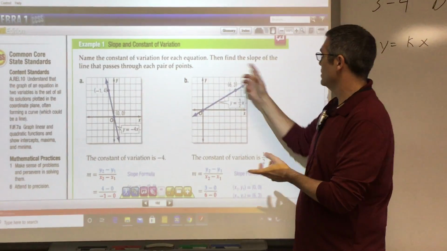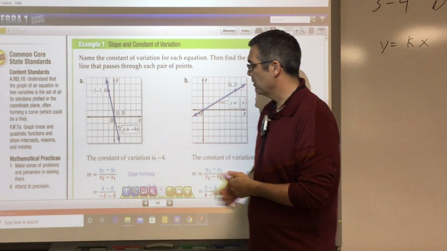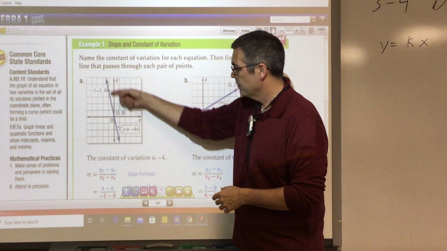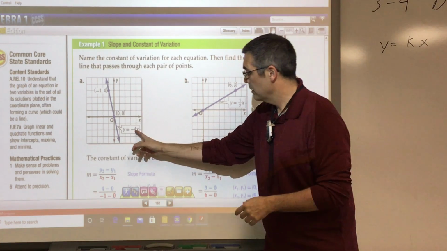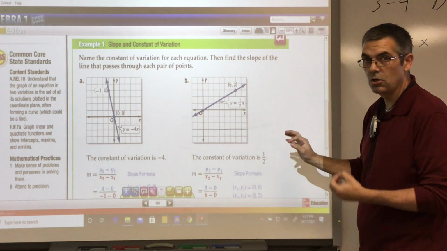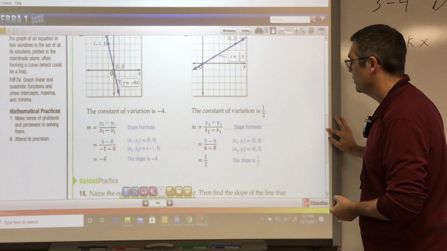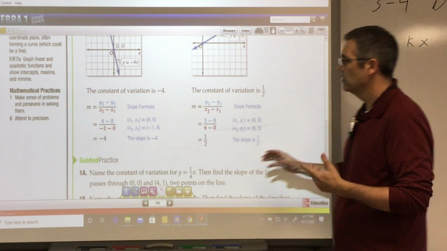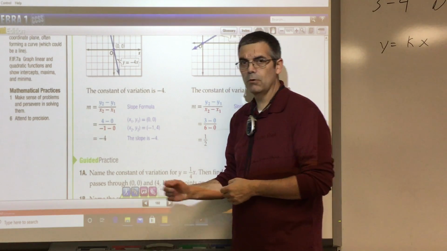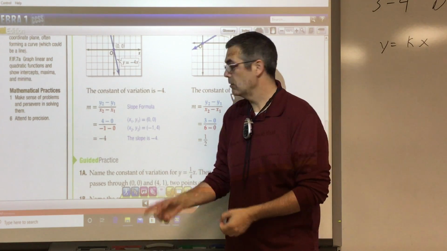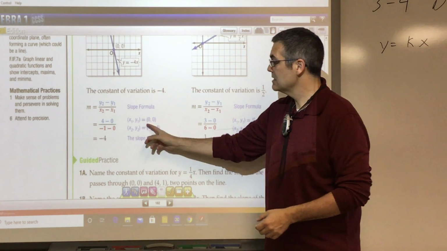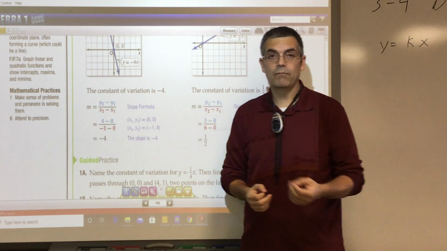Name the constant of variation, then find the slope of the line that passes through each pair of points. y equals negative 4x, that's that line. Negative 4 is your constant of variation. It's your slope. That's what it's looking at here. And then they go through here and show how they found that, right? 4 minus 0 over negative 1 minus 0. They had their two ordered pairs, negative 1 comma 4 and 0, 0, and they plugged it into the slope formula.